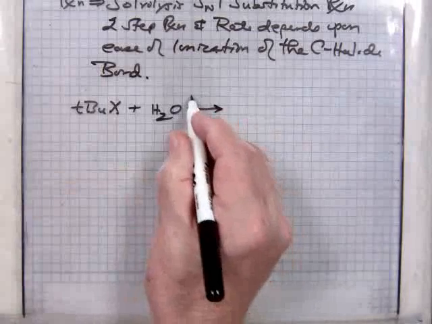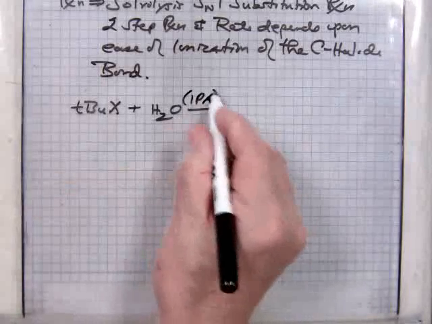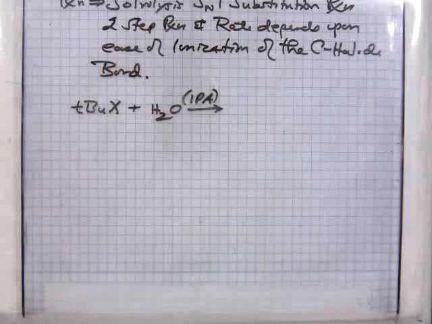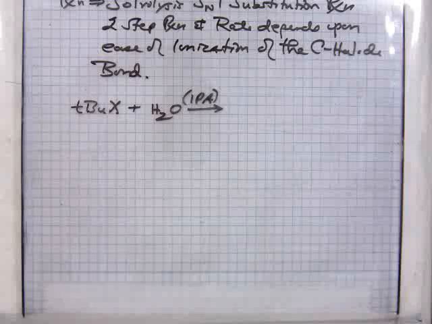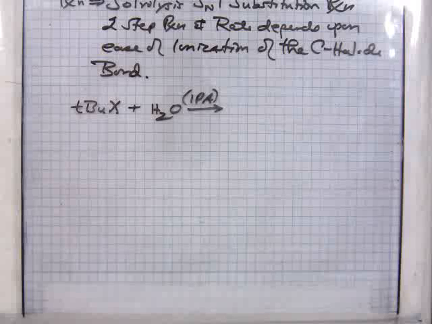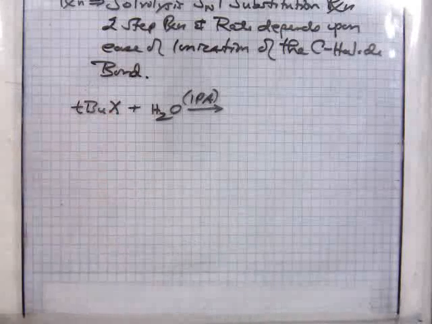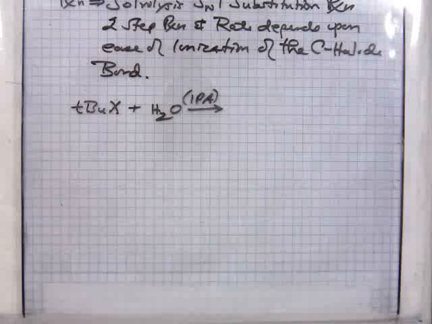in IPA. Now IPA has to be present in the solvent system to enhance the solubility of the T-butyl halide. T-butyl halide by itself is not soluble in water, but if you make a binary solvent by including some isopropyl alcohol, or ethyl alcohol, which mixes in all proportions with water, then this will go right into solution and you will get the reaction that you are trying to study.